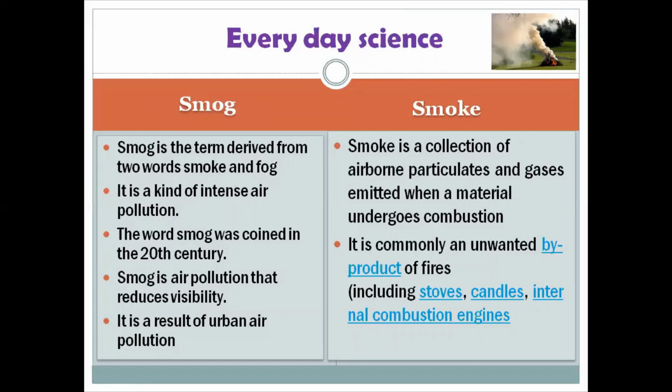Most of the time you see on top of the urban areas, on the cities, at night time, at the evening time, there's a layer of gases, we call it the smoke. The word smoke was coined in the 20th century. Smoke is the air pollutants that reduce visibility. So when you have smoke, it shortens your visibility. You can't see through many things clearly. So it is a result of urban pollution, as I told you.